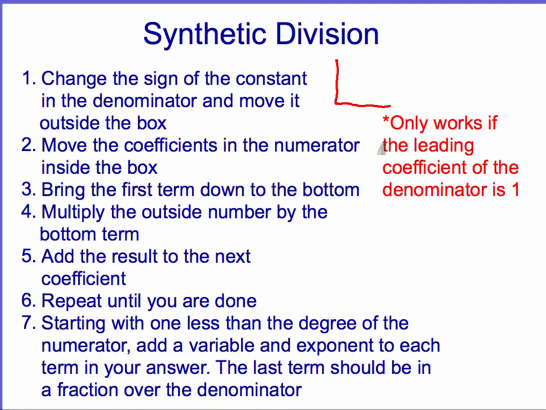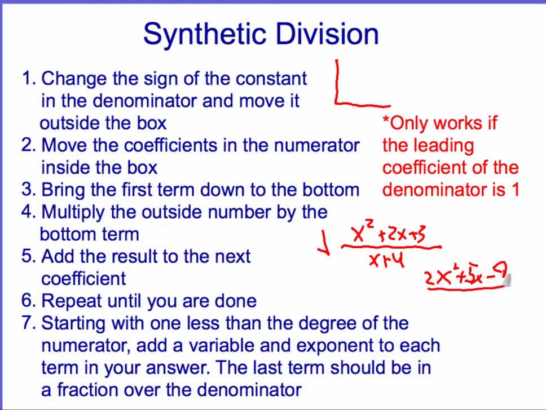The key thing about synthetic division is it only works if the leading coefficient of the denominator is 1. So if I had something like x squared plus 2x plus 3 over x plus 4, okay, the leading coefficient down here is a 1, that works. If I had 2x squared plus 5x minus 9 divided by 2x plus 1, that doesn't work because this is a 2. Then I'd have to use long division.